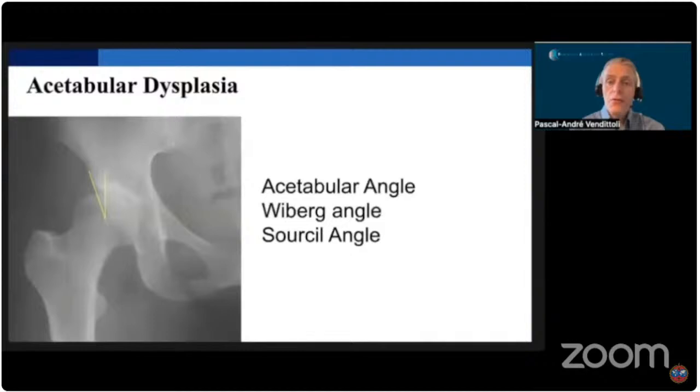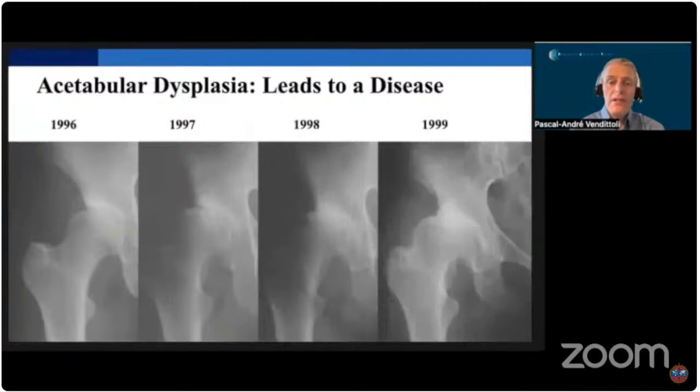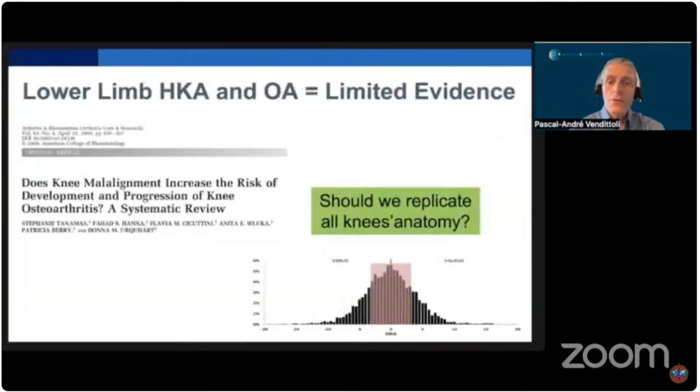Similarly, for the hip, we know that some parameters like the Wiberg angle of less than 20 degrees will lead to joint degeneration. Please look at these radiographs. How rapidly this dysplastic hip progressed to a severe OA. Neck remodeling is also very impressive in only 3 years. Surprisingly, on the knee side, there is a very important void of science and data. Very little is known regarding the link between anatomical parameters and future joint degeneration. After more than 50 years of joint replacement research, we still do not know what is a normal and what is an abnormal knee joint.